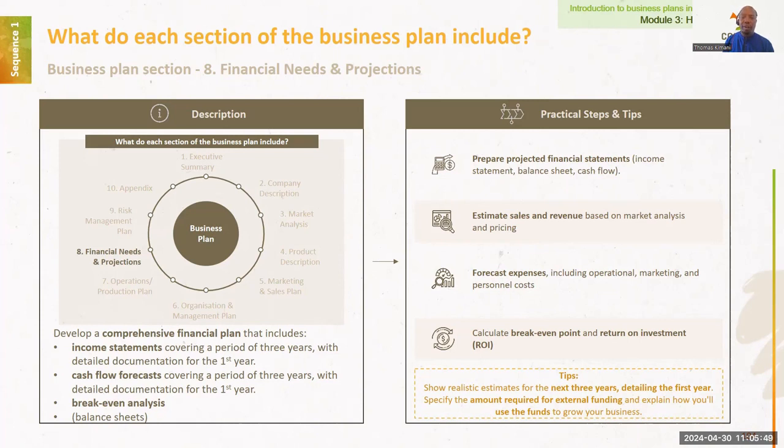Break-even point and return on investment. Who is familiar? Who can explain these two terms in their own understanding? What is break-even point and what is return on investment?